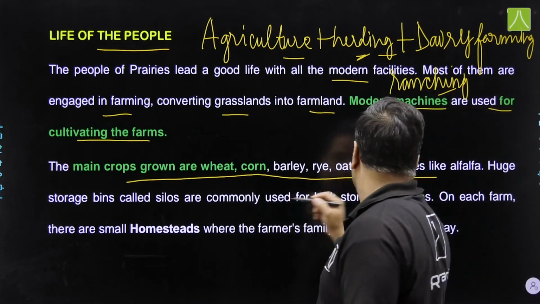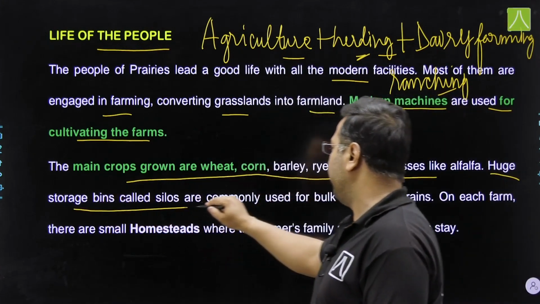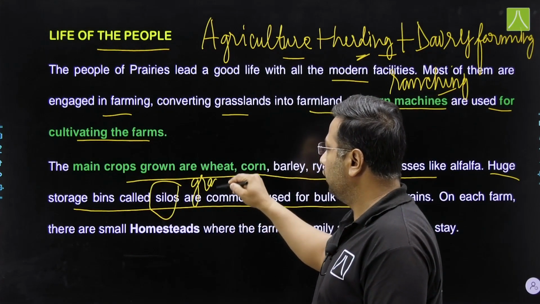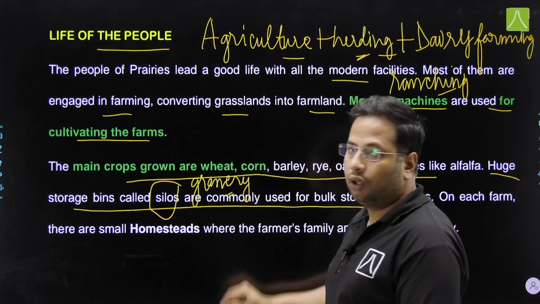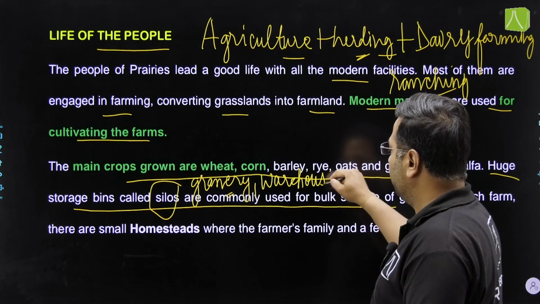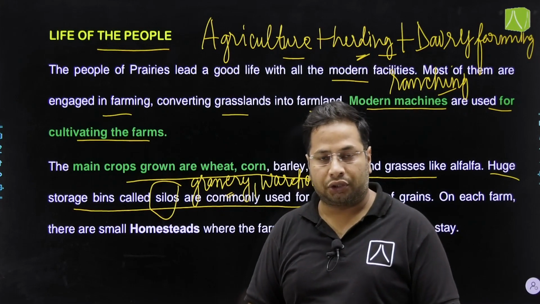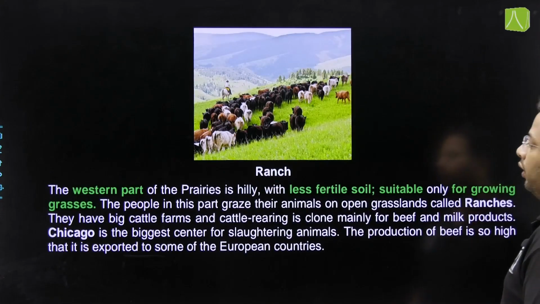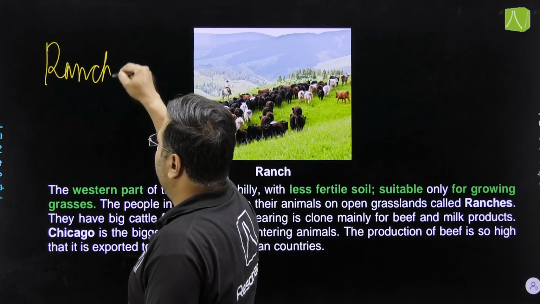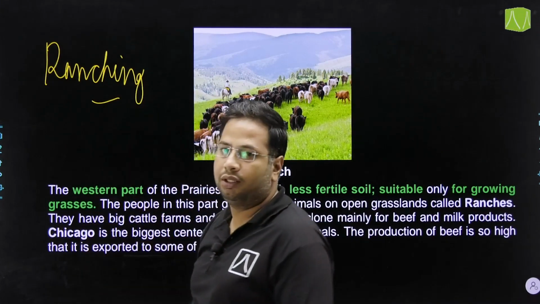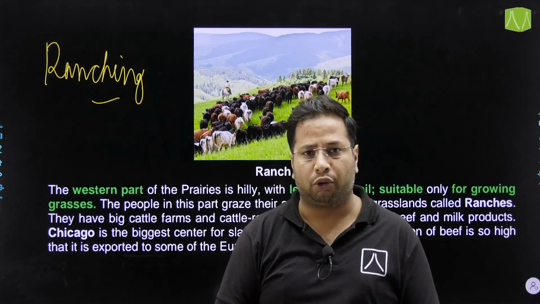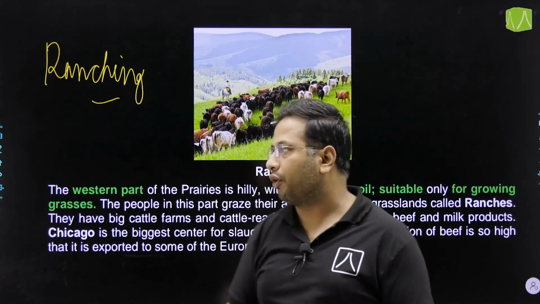and huge storage bins called silos are commonly used for bulk storage. Now silos, we can call it a granary, or we can call it a warehouse, in which all these crops are stored. Then ranch or ranching we already discussed. Ranching is taking care of animals, and when they are grown up they are sold, or they are cut, their meat is exported, or their meat or skin is used. That is what we call ranching.